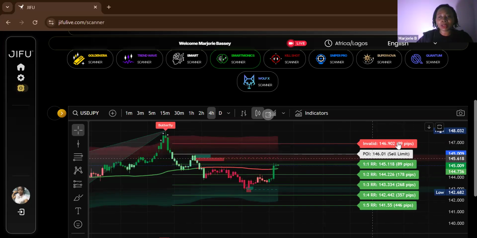Once you see the confirmation candle, you can go and place a sell limit on your broker and put all the parameters: your stop loss, which, please, invalidation is stop loss. I've mentioned it a few times. POI is your entry. This is the price you take from Smartmonics and put as your entry or your sell limit. The red here, invalidation, is your stop loss. You carry that price, put it on your MT4 or MT5, and then the green bars with the 1 to 2, 1 to 4 RR, 1 to 5 RR, you choose your exit points.